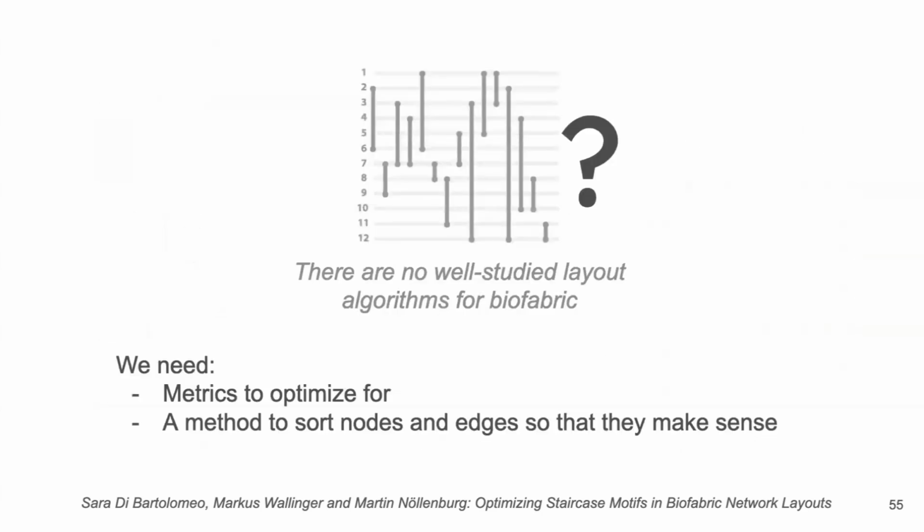So not only do we not have a layout algorithm, we also do not have proper metrics to express what is the best biofabric visualization, what is a really good biofabric visualization. In the node links, we have the crossings, we have the edge length, but is edge length really bad in biofabric, or does it not affect readability at all?